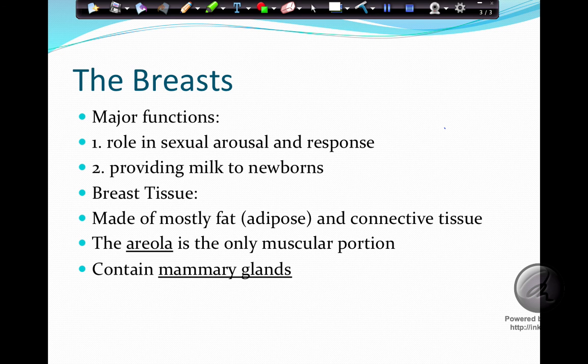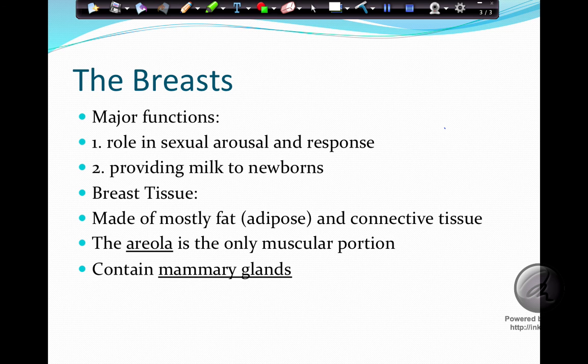As far as the tissue itself, it is made of mostly fat, which is adipose tissue, and then there's some connective tissue as well. The areola is the only muscular portion. That's the portion that surrounds the nipple area. That plays a role in sexual arousal and response, with the tightening of that muscle upon sexual arousal and response.